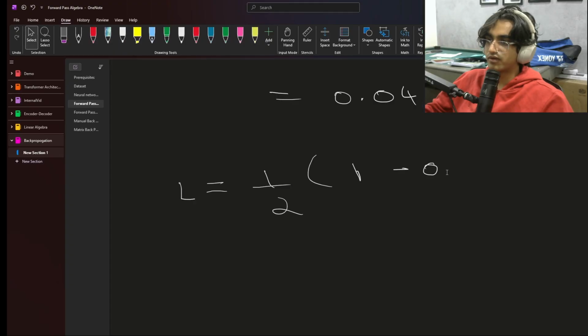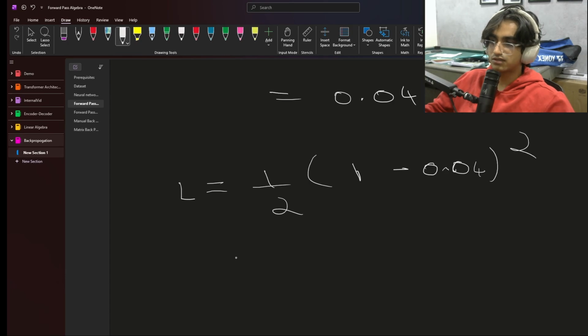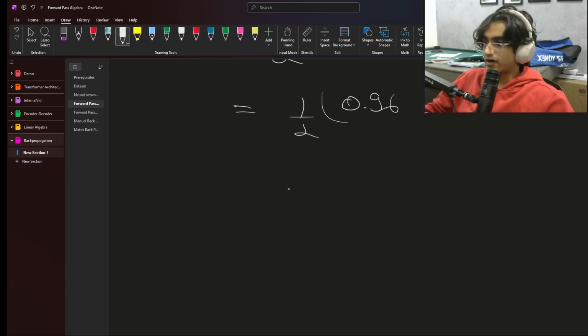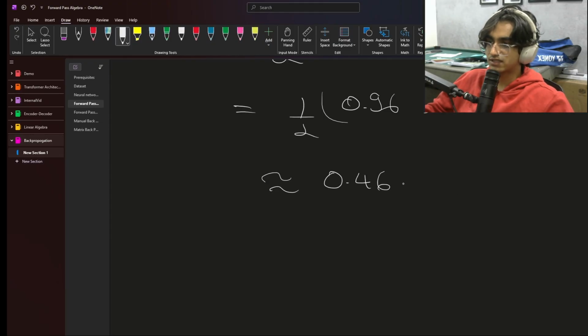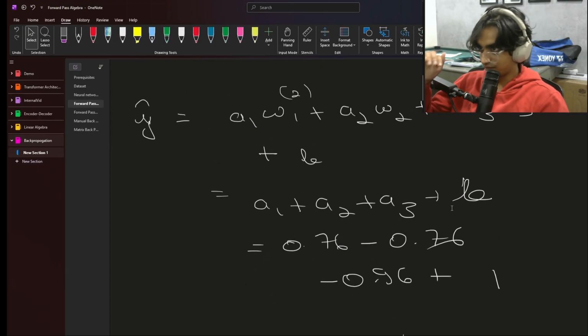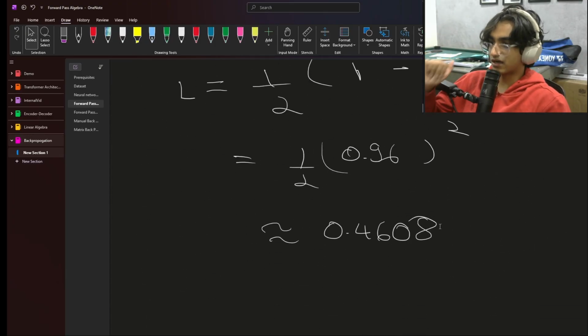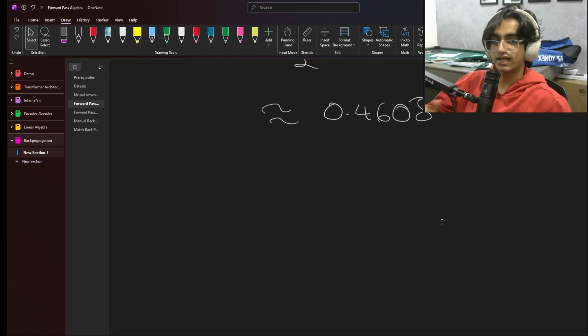minus 0.04 the whole squared. Sorry about that, my thing is glitching out. So this is going to be half of 0.96 the whole squared. And this will approximately be, let me just take out the calculator, it is going to be 0.4608. So with one sample, we've completed the forward pass and we've gotten our loss as 0.4608.